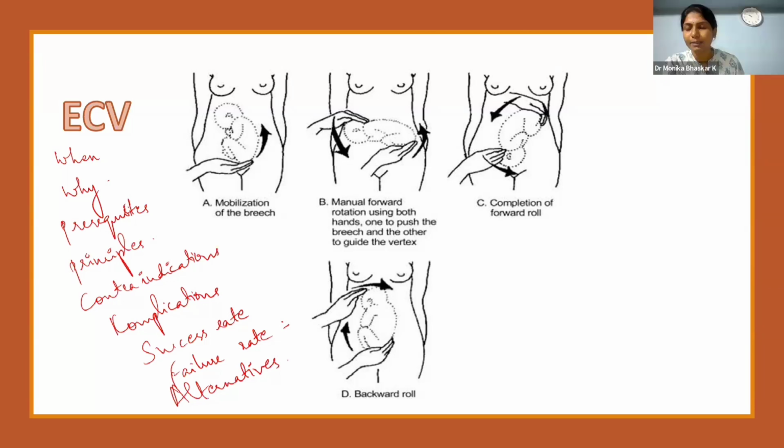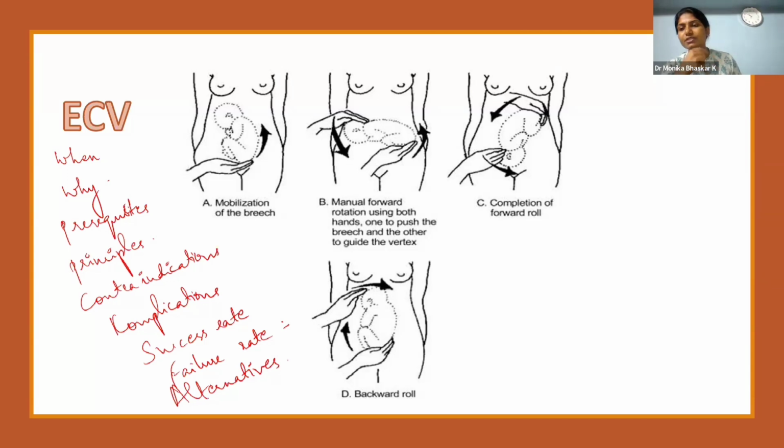So ideally, it should be done between 36 to 37 weeks of gestation. So why between 36 to 37 weeks? If you do it very early, like 32 or 34 weeks, it's easy to do at 32 because the baby is small and liquor is more. But what will happen? It may revert spontaneously. If you do it again after next week, the baby itself would have done one somersault and come back to breech presentation, which you don't want. So the spontaneous reversion rate will not be high if you do it between 36 to 37 weeks. That is the first answer to why between 36 to 37.